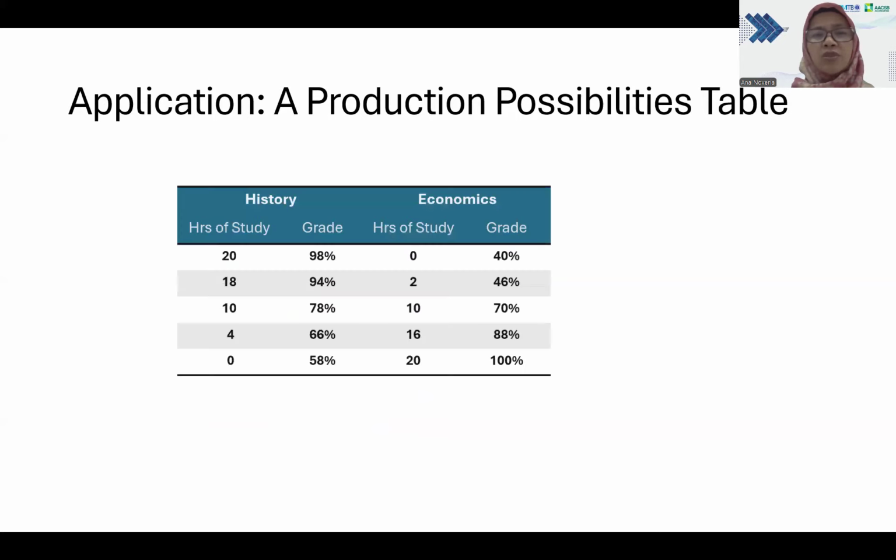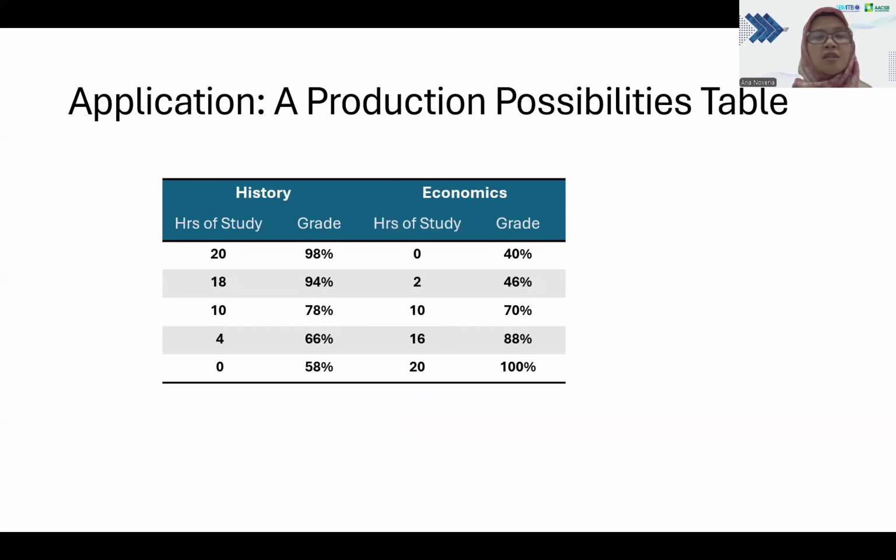And now the application of production possibility, the use of a production possibility table. Here we have 20 hours all studying economics. If she also studies history, she'll get a 98 grade. But if she studies 0 hours, it's 58. At the other extreme, if she spends zero hours studying economics, she will get 40 percent. But if she studies just economics, she'll get 100 percent.